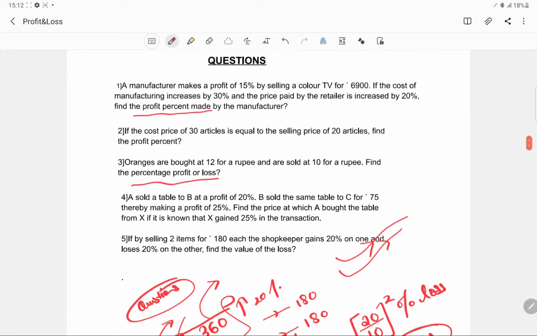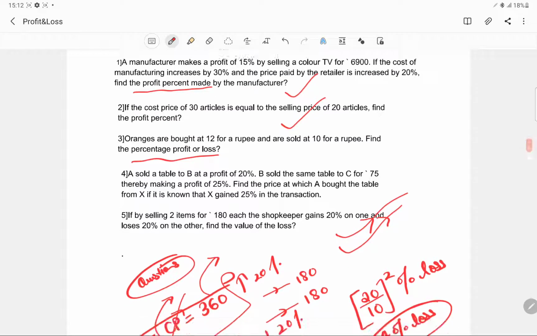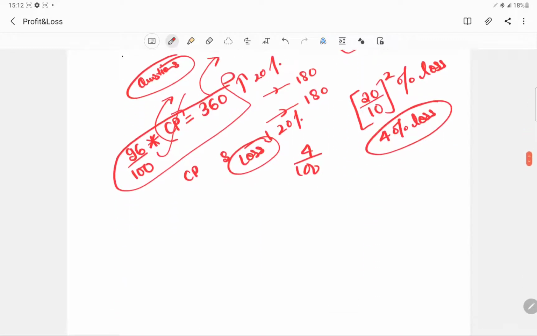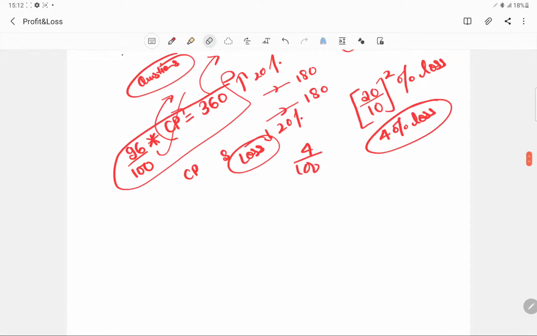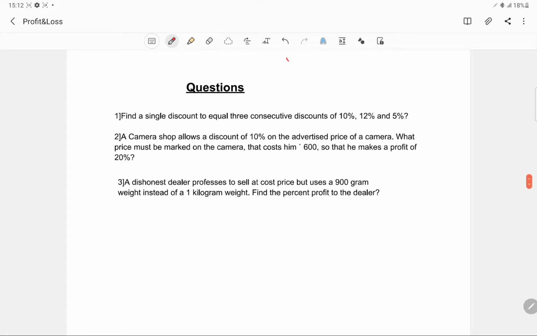Okay, yes. So these were the basic questions. This was more or less the profit, loss, equalizer, and all those concepts. So now let's move ahead. These questions will cover your part on marked price, discount, and all.